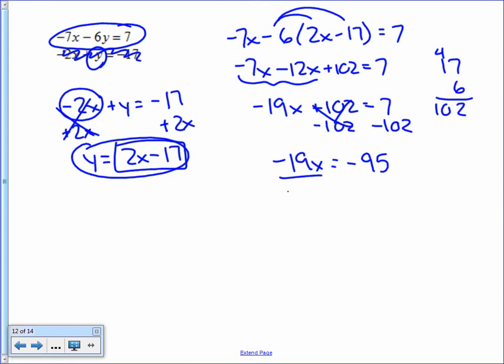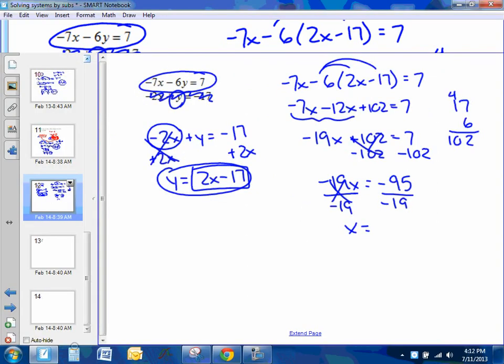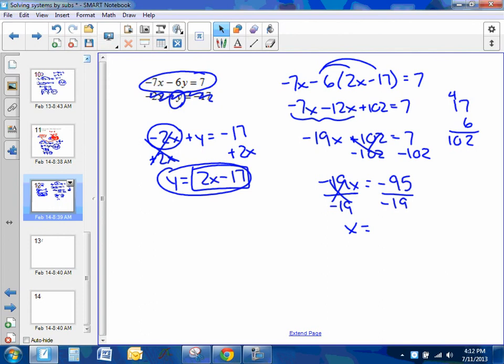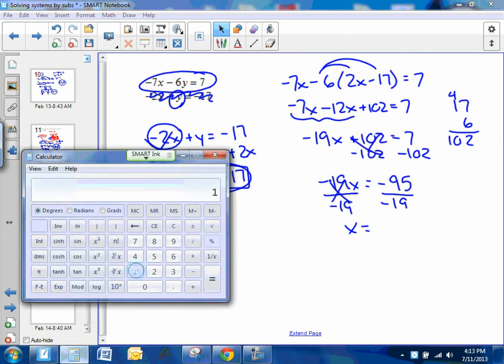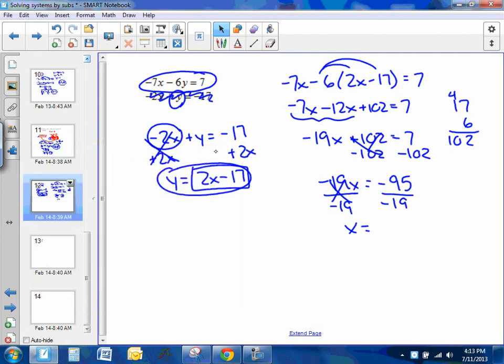And then divide by negative 19 on both sides. So I get x equals negative 95 divided by negative 19. I'm just going to use the calculator quick here. Give me a straight up 5. So x equals 5.